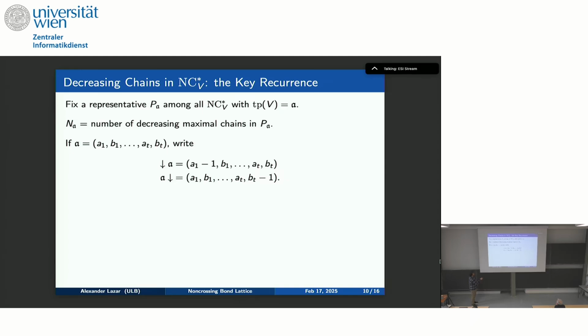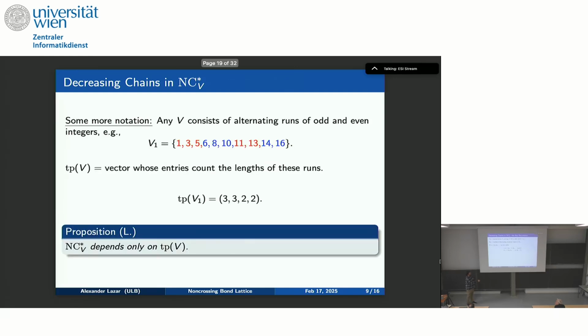I also need down of A, where I decrement just the first entry by 1, and A down, decrementing just the last entry by 1. So this comes from, oh, sorry. Yeah, so it's a little weird. Yeah, well, no, just one entry. So I'm getting rid of a number. So like, yeah, it comes from looking at the ways.